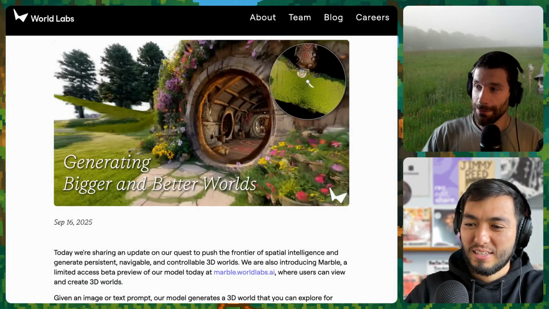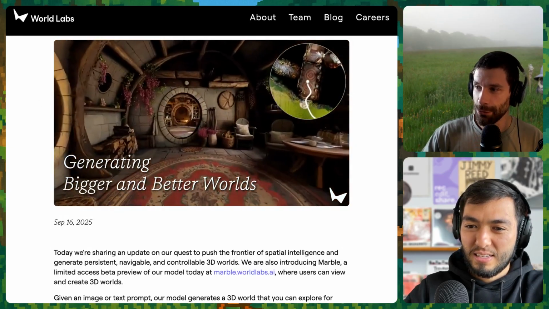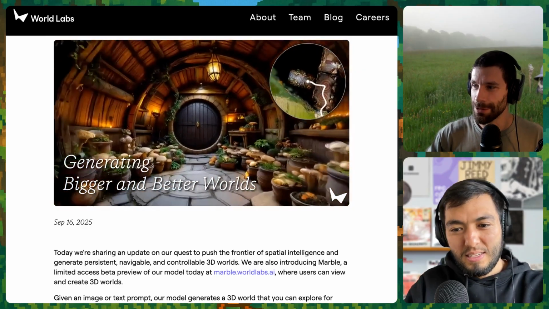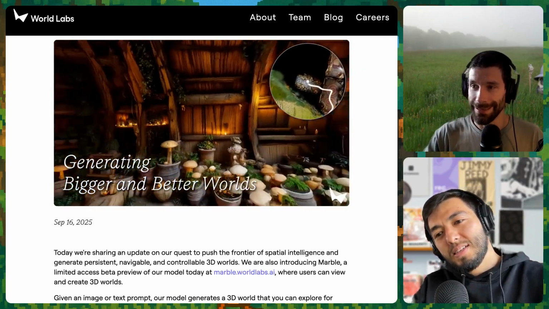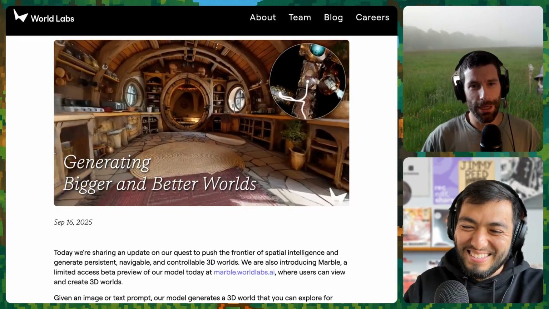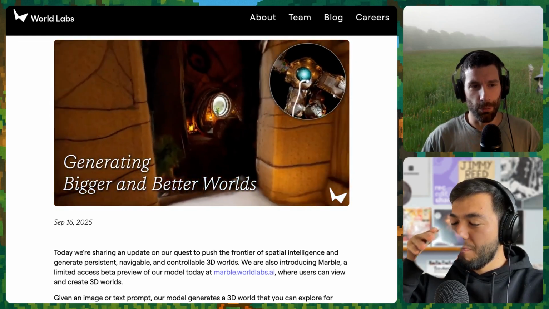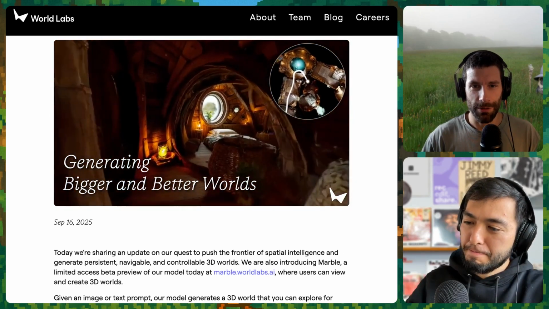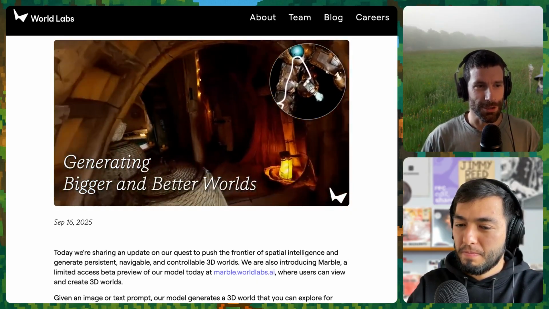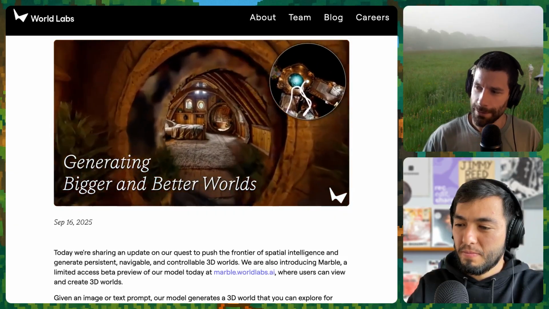Yes, let's do it. We have World Labs. World Labs details a breakthrough in 3D world generation, producing larger, more detailed environments from a single image with noticeably higher fidelity. We can be relatively short on this. We discussed it already a few times on previous episodes. We see more and more 3D world models coming up. I think the most impressive one for me the last weeks was the one from Google.